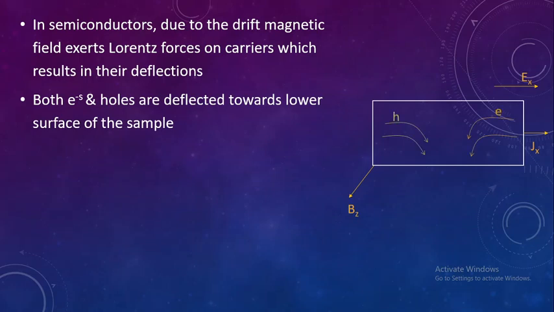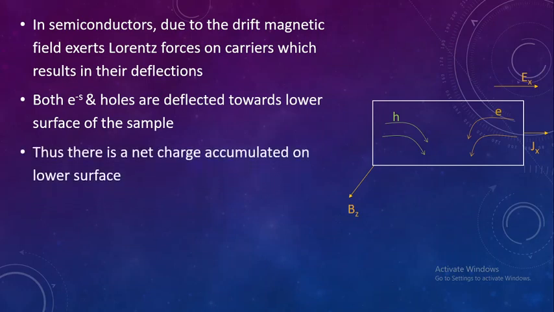So the holes, which are moving in the positive x-axis, because of the magnetic field, will be deflected in the downward direction towards the lower surface, and the electrons which are drifted in the negative x-axis will also deflect towards the downward surface.